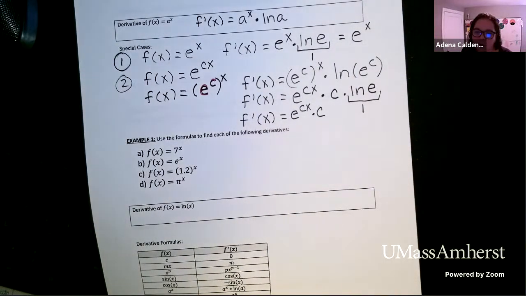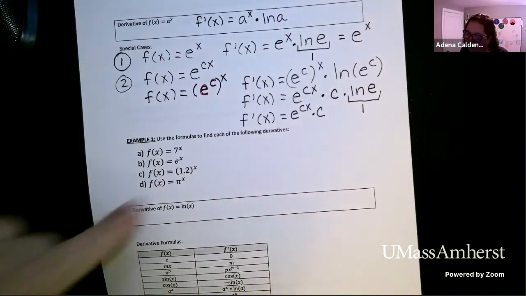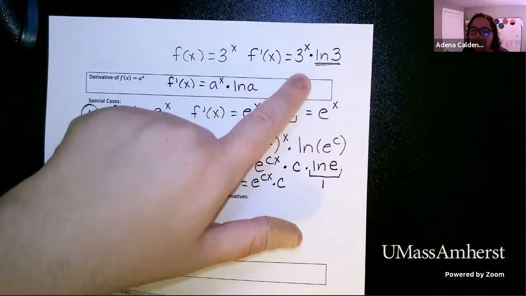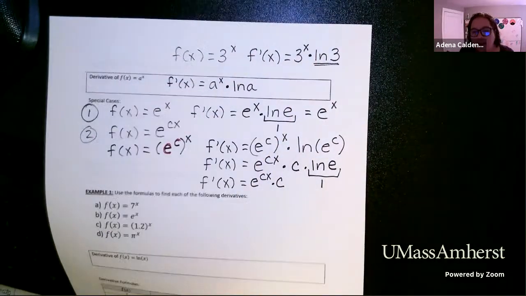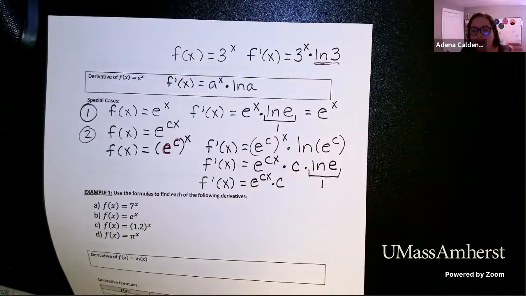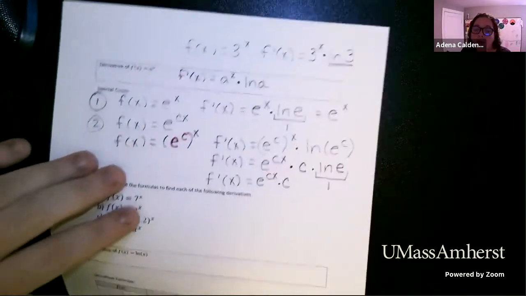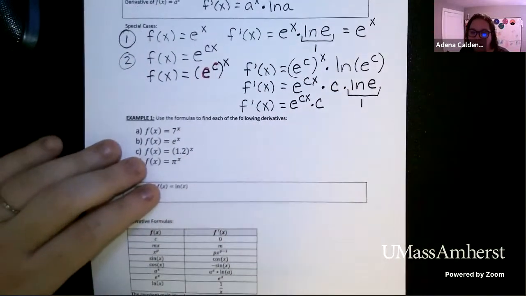One thing that I want you to notice here is that the power does not change. So when we had up here 3 to the x, this was still 3 to the x. It was not 3 to the x minus 1, right? Subtracting 1 from the power is only for the power rule. The power does not change when we're dealing with exponential functions.